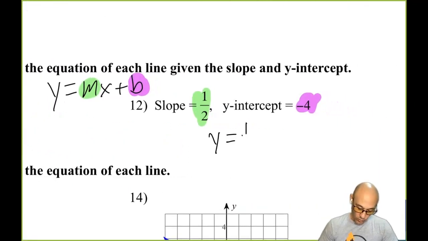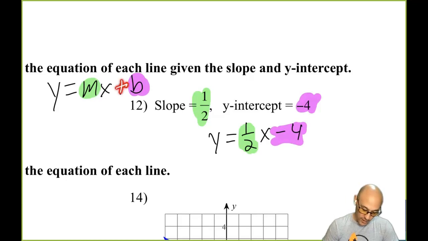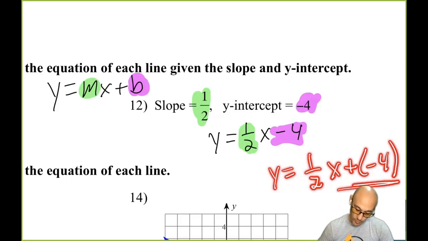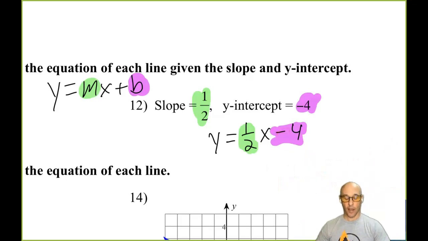Here we have y = 1/2 x - 4. So our slope is the +1/2, and our y-intercept is the -4. Now you may ask, where was this positive here? Well, if we had y = 1/2 x + (-4), that would be correct, but adding a negative is kind of weird. We usually just say subtract. That's how that works out.